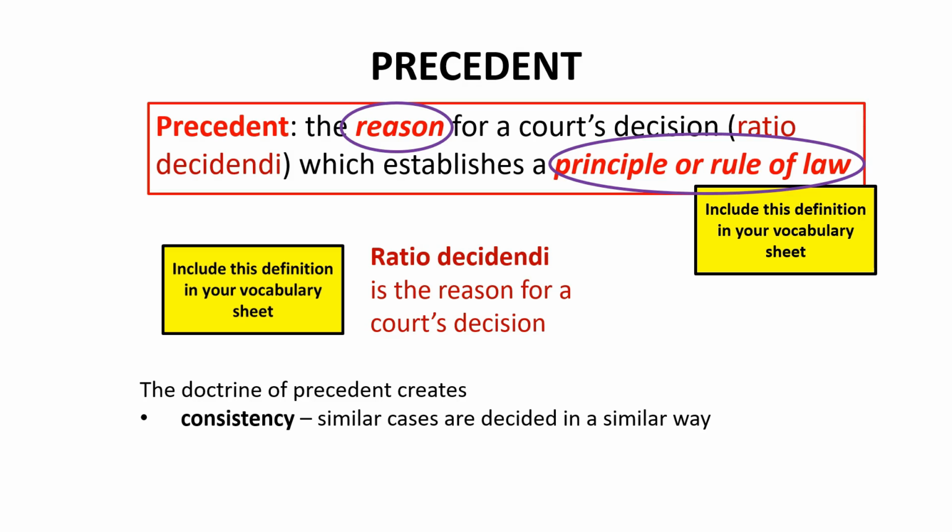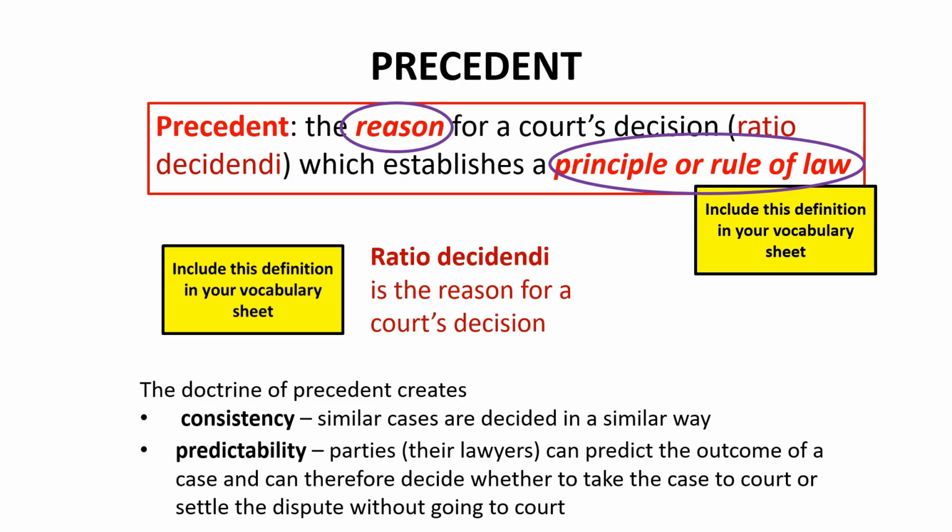The doctrine of precedent also creates predictability. That is, if a new case is similar to a case that has set a precedent, then the lawyers for the parties are able to advise their clients whether or not the new case is likely to be decided in accordance with the precedent that's already been established. This means that the parties are able to decide whether it is worthwhile taking the new case to court, or whether it is better to avoid the cost and time of fighting the case in court by instead trying to settle the case without going to court.